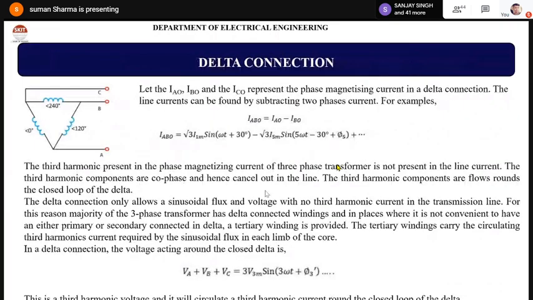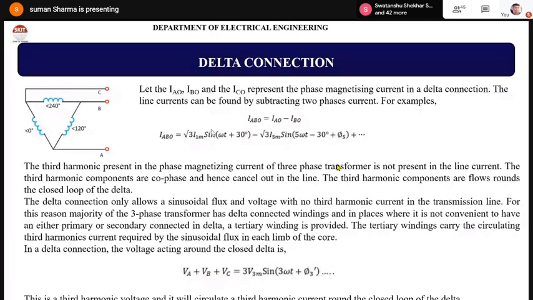Then delta connection. In delta connection, a complete triangle is formed, and there are three terminals as the three vertices of the triangle as A, B and C. Whatever is the phase voltage is the same as the line voltage, but the current will be different for delta connection. That is, line current is not the same as the phase current. Clear? So suppose this is phase A, it is having angle 0. Phase B will be having angle 120 degree, and this will be having angle 240 degree.